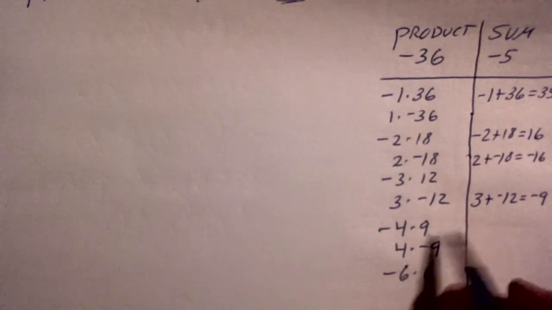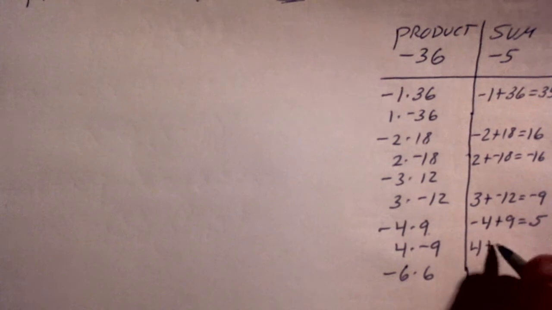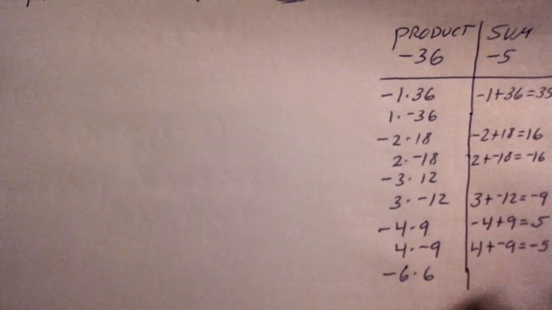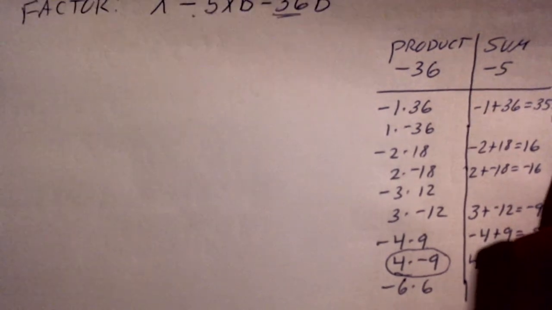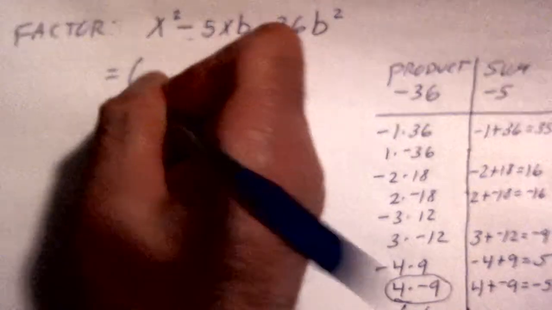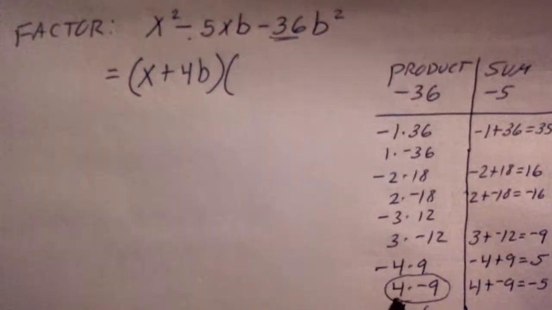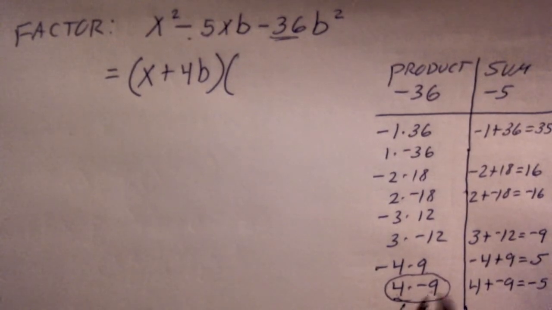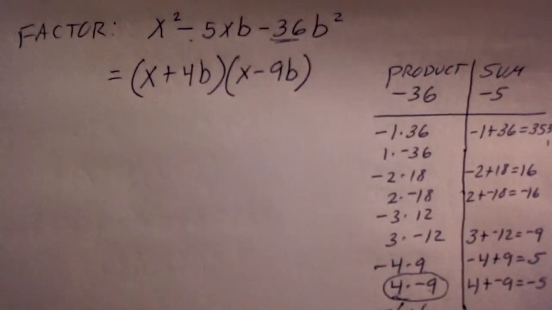Looks like negative 4 and 9 would work here. Is it going to be a negative 4 plus 9? No, these add up to a positive 5. We need them to sum up to a negative 5. So it looks like it's going to be 4 and negative 9 as being the only factors of negative 36 that add up to negative 5, our middle coefficient. Therefore, knowing the factors have to be 4 and negative 9, this trinomial would factor into x plus 4b times x minus 9b. And we're done. That would be the factorization.